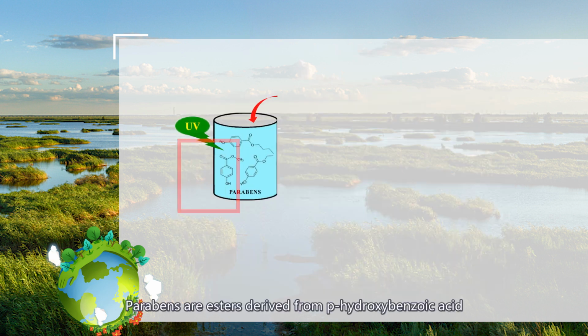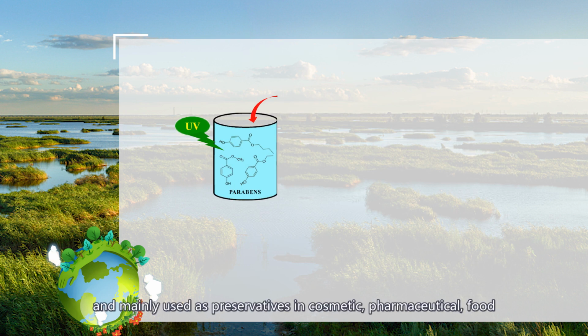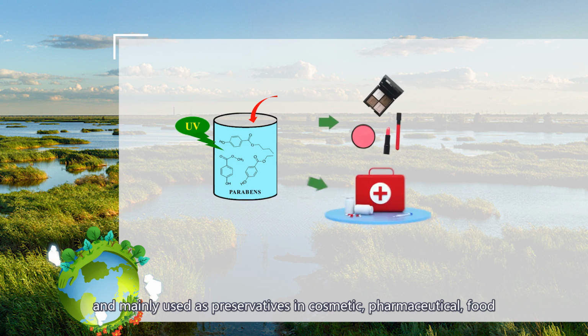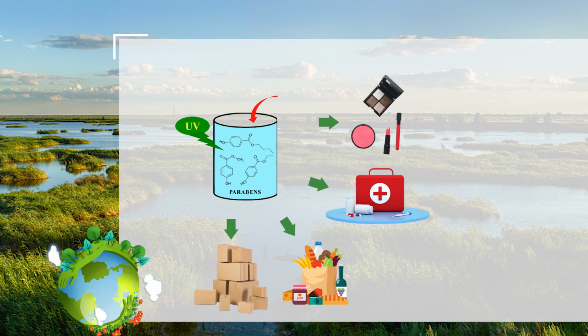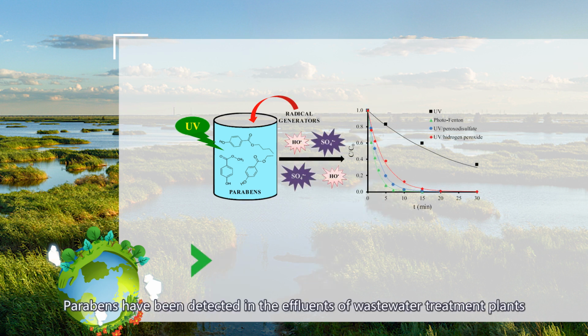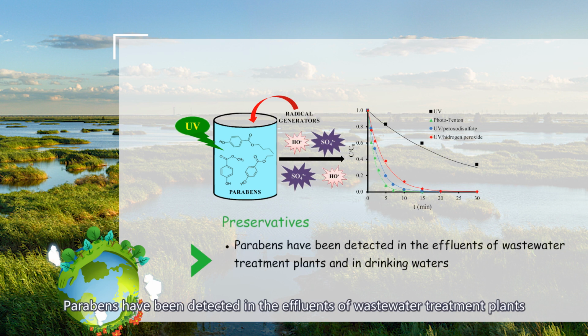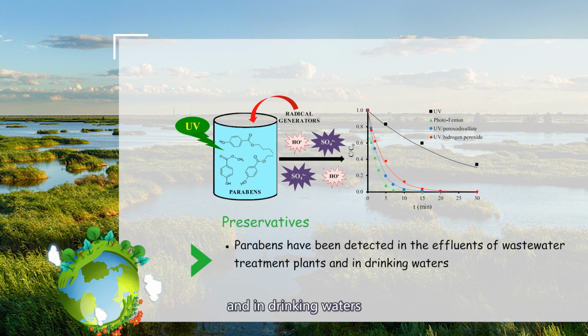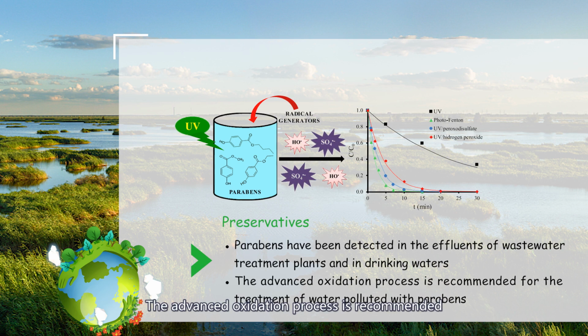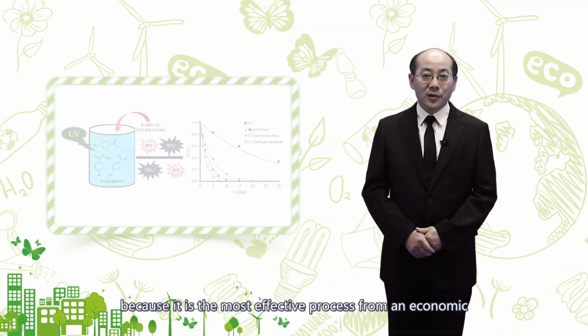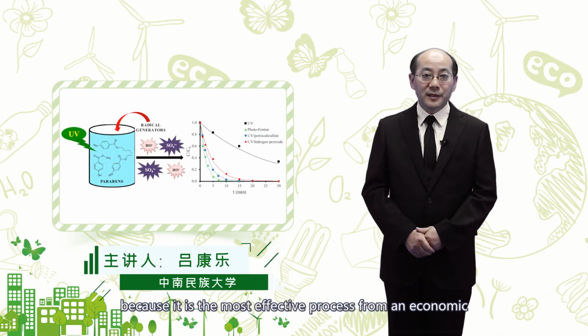Parabens are esters derived from p-hydroxybenzoic acid and are mainly used as preservatives in cosmetic, pharmaceutical, food, and industrial products. Parabens have been detected in the effluents of wastewater treatment plants and in drinking waters. The advanced oxidation process is recommended for the treatment of water polluted with parabens because it is the most effective process from an economic and environmental point of view.